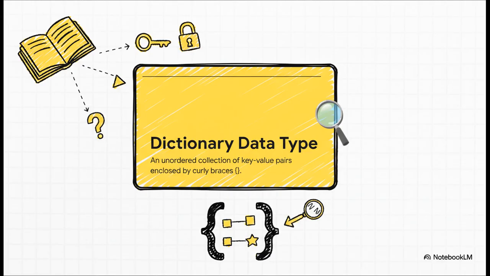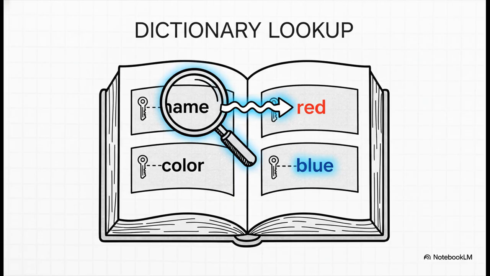Honestly, the best way to think about this is like a real-world dictionary. It's not ordered by numbers like a list is. Instead, it's made up of key-value pairs. You use a unique key, like a word, to immediately look up its value, like the definition. And here it is in action. We've got a dictionary with two keys, name and age. If we want to find out the name, we just ask for it using that key, and bam, Python gives us back red. It's a ridiculously efficient way to organize and find related bits of information.